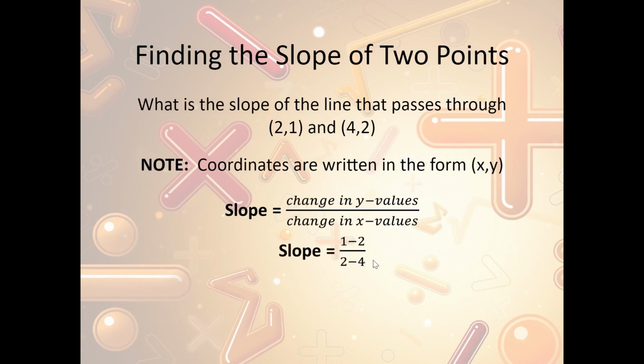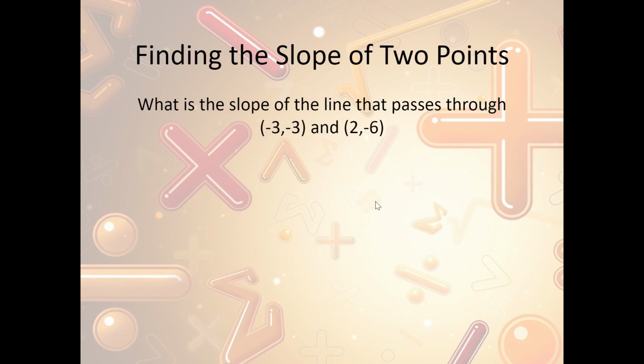And 2 minus 4 is negative 2. And when I do that, a negative divided by a negative just becomes a positive. So this is just 1/2. So my slope for that line that goes through those 2 points is 1/2. Let's look at another example.